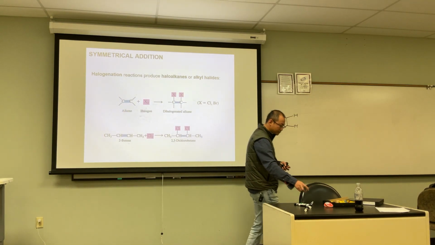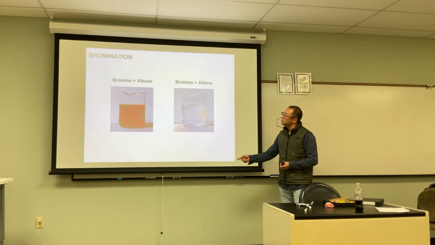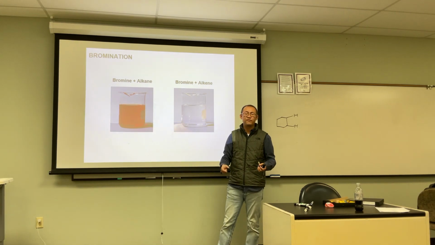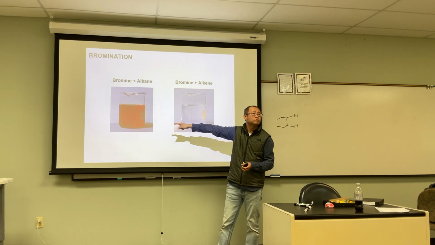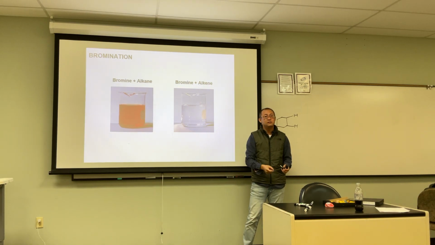This picture shows you an experiment of halogenation. This is bromine. The color of bromine is a brick, dark red color. When you put bromine with alkane, the bromine color will remain because they don't react. But if you put bromine with alkene, what happens is the bromine is gone. Where did it go? It adds to the double bond. So that's why you don't see the bromine color.